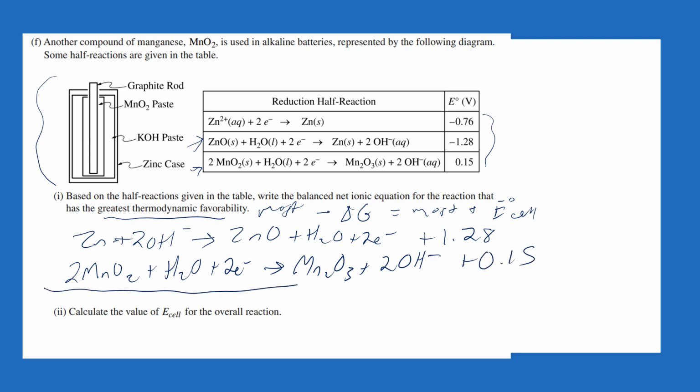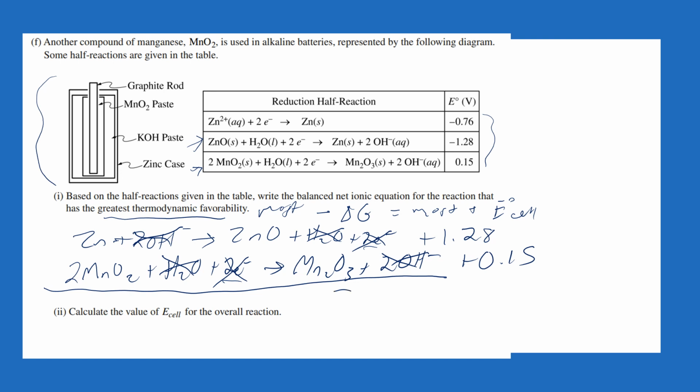Now, when you're finding the overall net ionic equation there, you want to cancel out anything that is the same on both sides and make sure that the electrons are the same. So our electrons cancel, they're the same, that's all good. I have a water on both sides, so that's good. And my 2 hydroxides also cancel out.